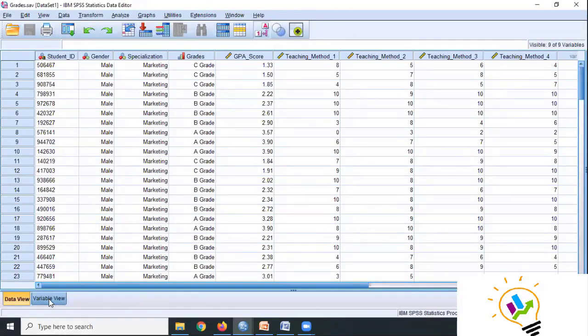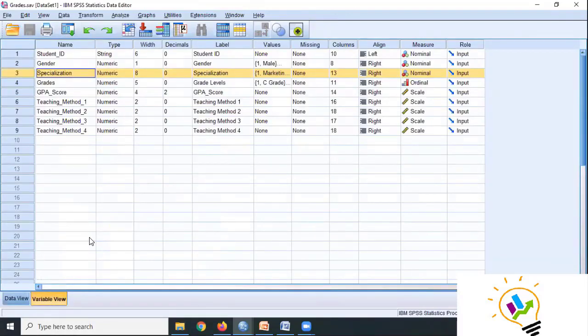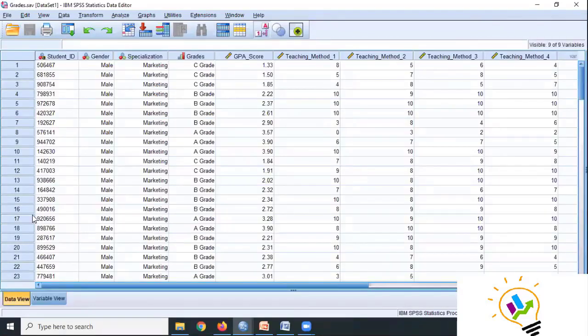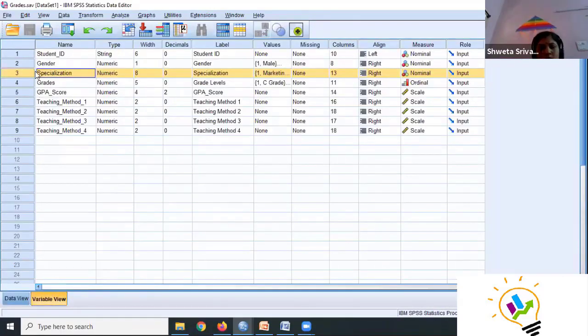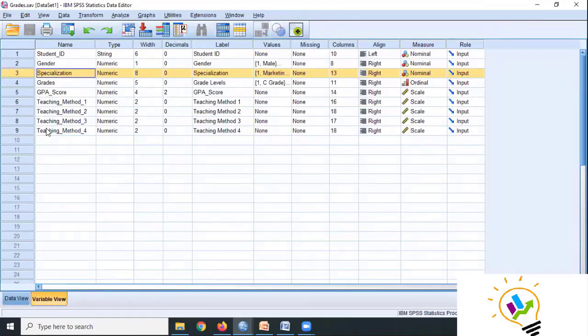Now, this is the SPSS environment. I'm taking a small example of students' data, right? In SPSS, we will have two types of screens. One is the data view, the other one is the variable view. In data view, we have the total data. You can see this is the total data entered into SPSS. It looks like Excel only. And in variable view, we will have all the variables.